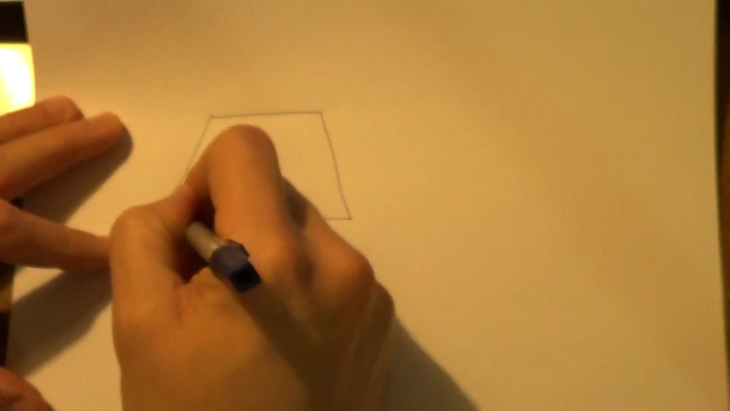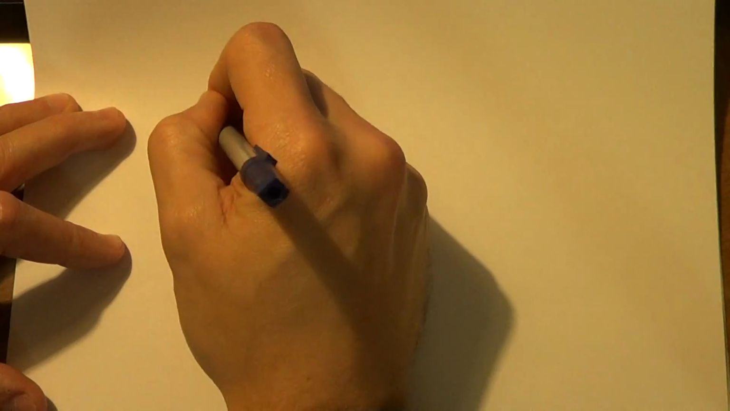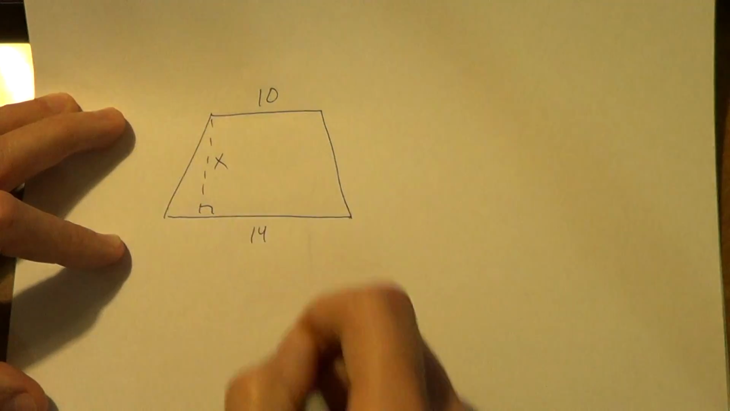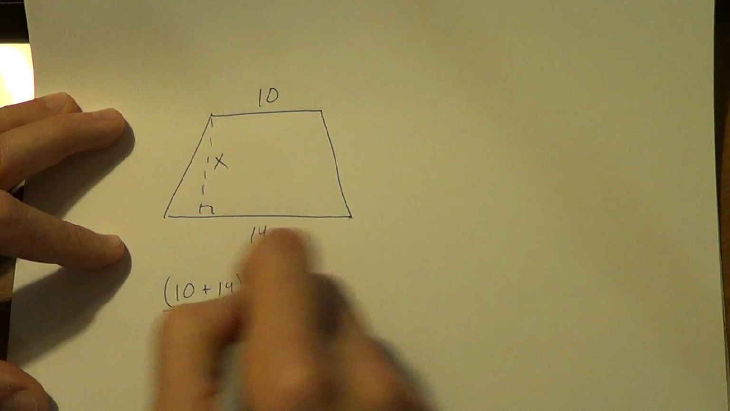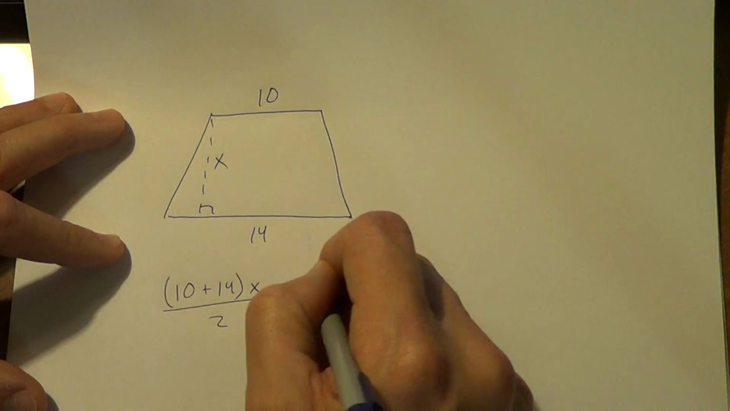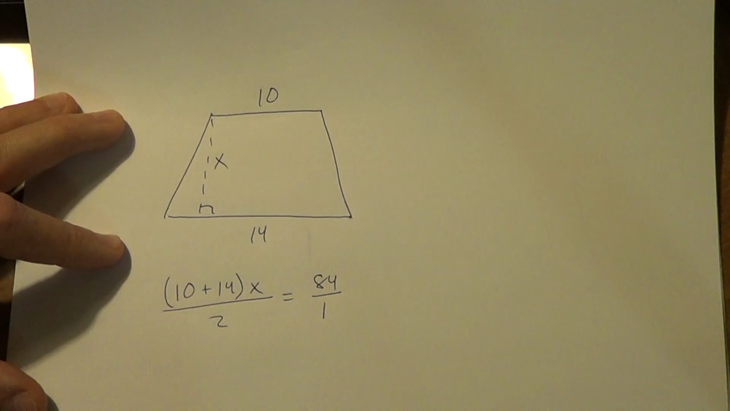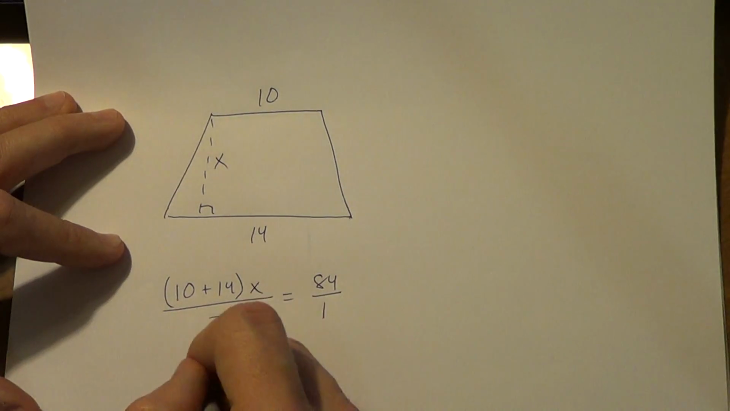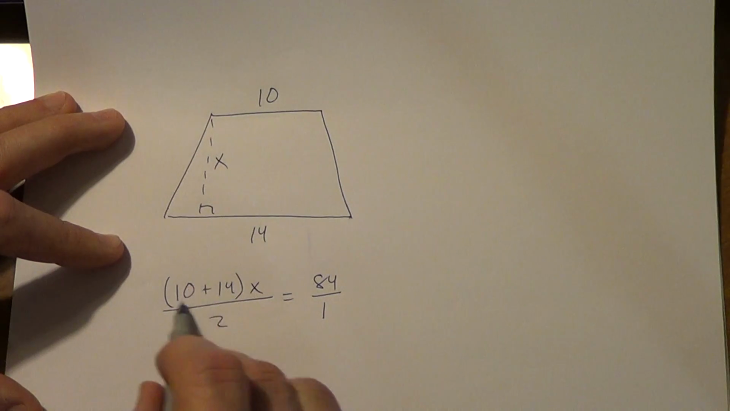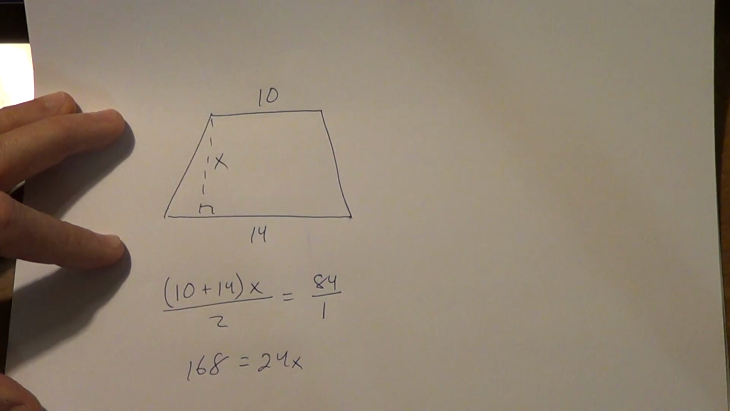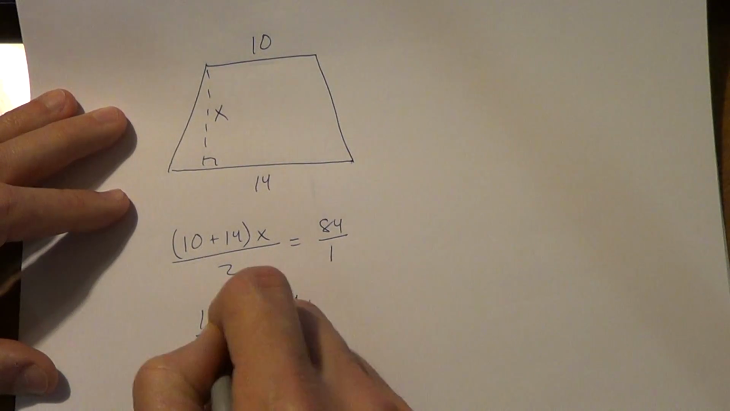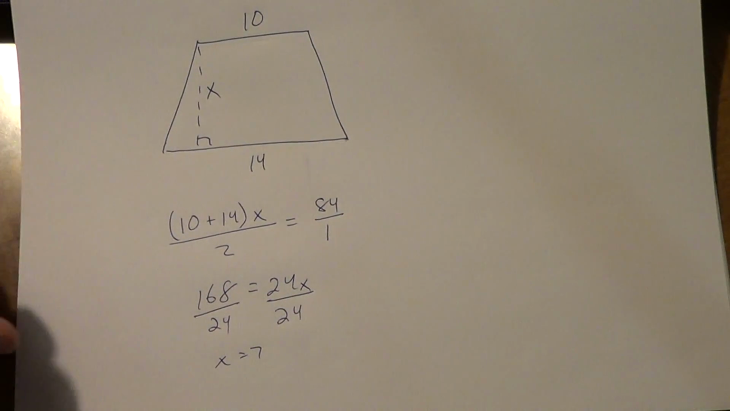Alright, you should have already done that, so let's take a look at this trapezoid. We had a 10, we had our dotted line, perpendicular x, 14. Our formula, remember, is base 1 plus base 2 times height over 2 equals the area, which is 84. I'm going to put that over 1 and cross multiply. 84 times 2 is 168. 10 plus 14 is 24 times the x times the 1 is just 24x. Divide both sides by 24 and I get x equals 7. Now this is not units. Remember, it was 84 square feet, so this must be feet.